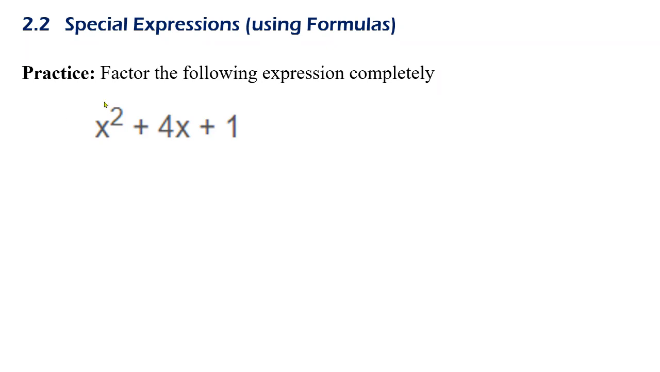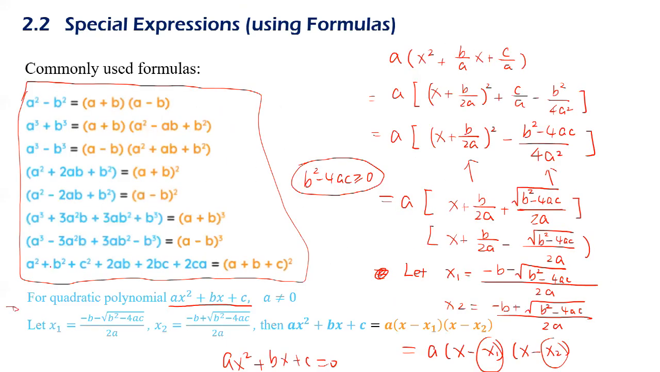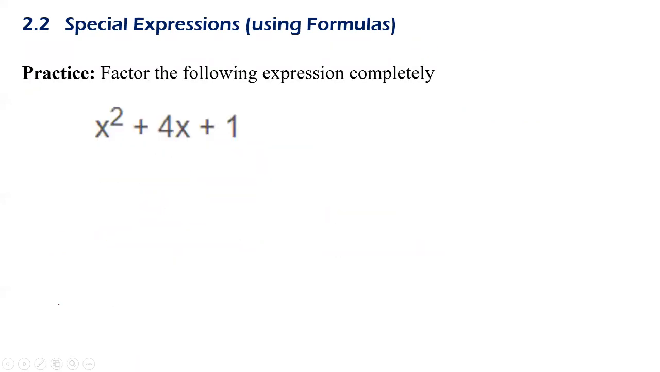So note here this is a quadratic expression, right? So we can directly use the last formula here. First, we need to find the x1 and x2. So note here, this is our a, which is 1, right? This is coefficient b, which is 4. And this is coefficient c, which is 1, right?